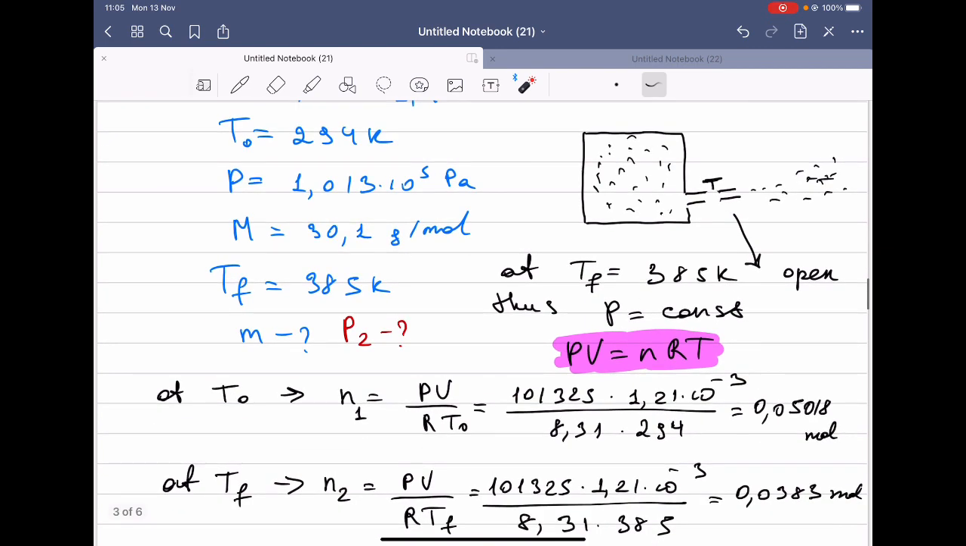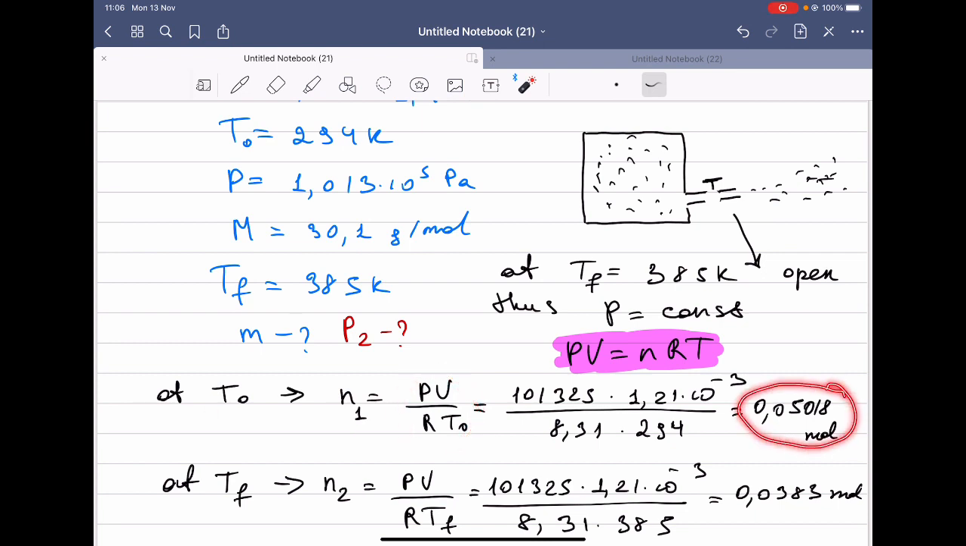So first of all, we have to use the ideal gas law formula, which is PV = nRT. Initially we have to know how much substance is there, when the temperature is 294. So at the initial temperature, you can find n1. We calculate how much is there, and find that it is this amount of moles.